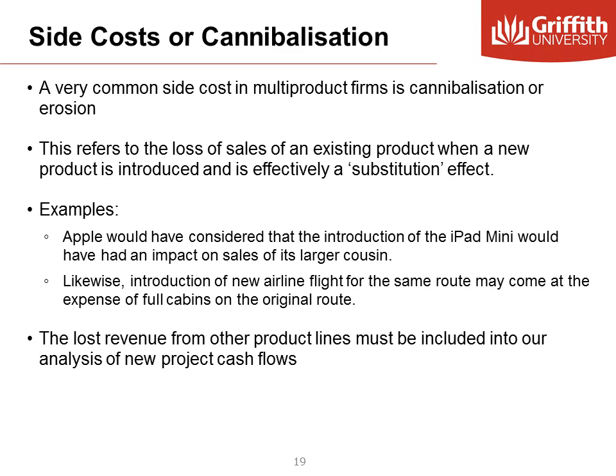A common negative side effect in firms with multiple products is cannibalization or erosion, where the introduction of a new product will reduce the sales of existing similar products. And these are some examples. Apple would have considered that the introduction of the iPad mini would have had an impact on sales of the normal iPad. Likewise, introduction of a new airline flight for the same route may come at the expense of full cabins on the original route. In terms of capital budgeting, when evaluating a project, we would want to include the lost revenue from other product lines into our cash flow calculation.